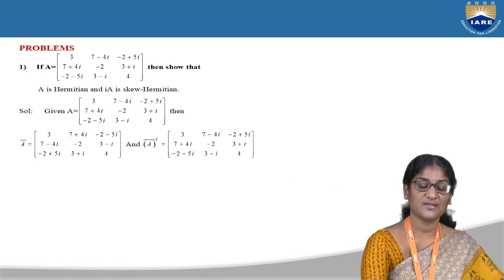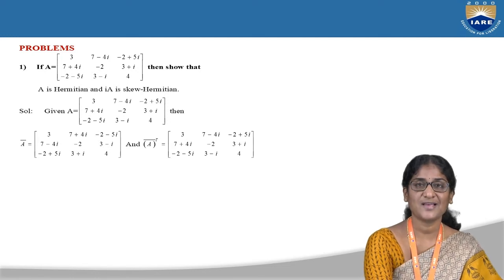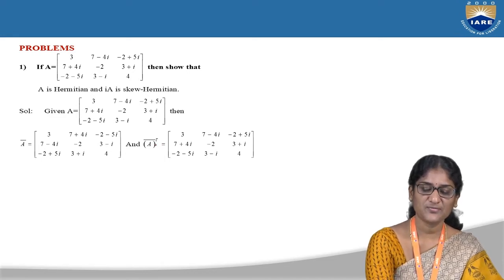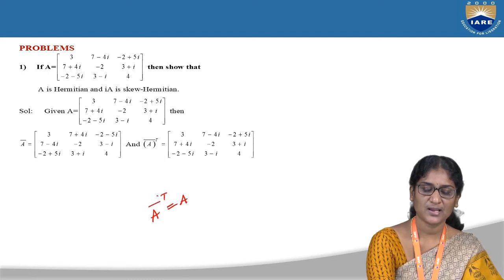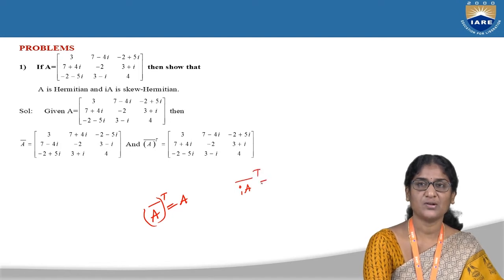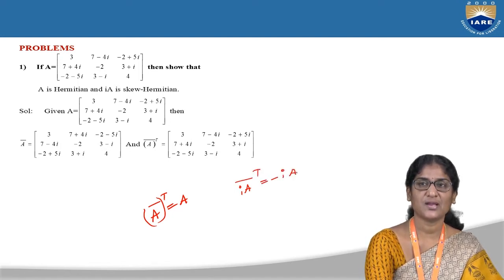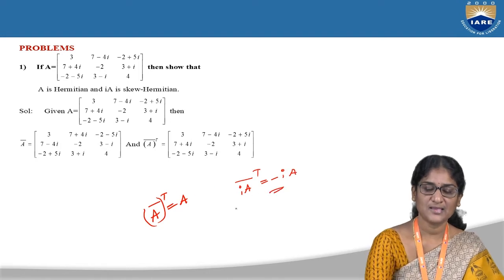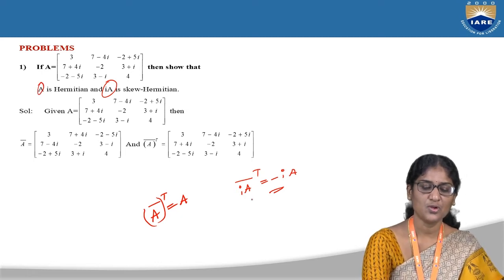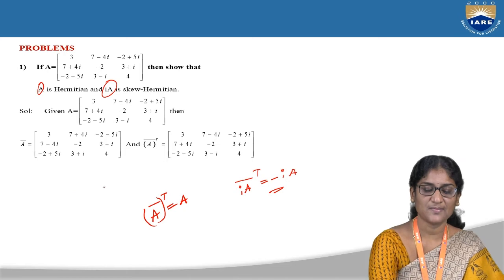Here, suppose I've taken a capital A as a 3 by 3 matrix, and we have to show that A is Hermitian and iA is skew Hermitian. If you want to show that A is Hermitian, we have to prove that A bar transpose is equal to A, right? And if you want to prove that iA is skew Hermitian, then you have to prove that (iA) whole bar transpose is equal to minus iA. Then you can say that iA is skew Hermitian and A is a Hermitian matrix. For that we need to bring the two values, that is A bar and A bar transpose.